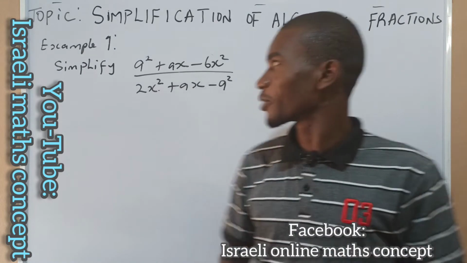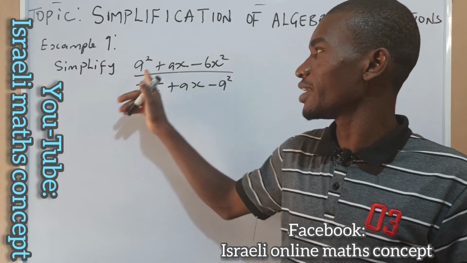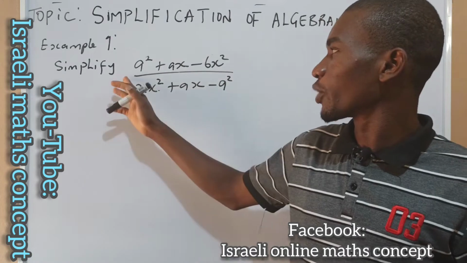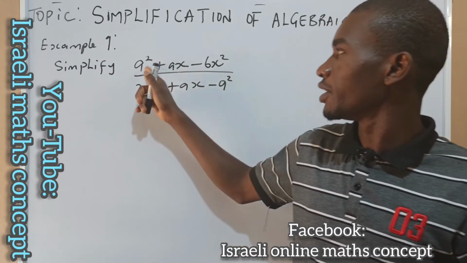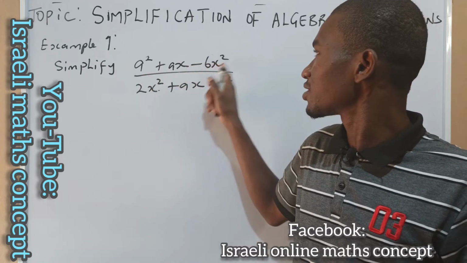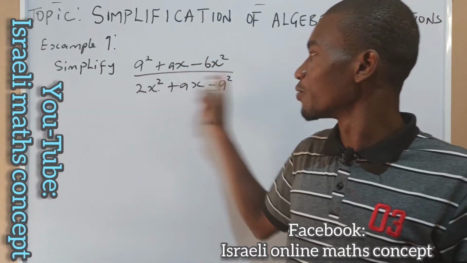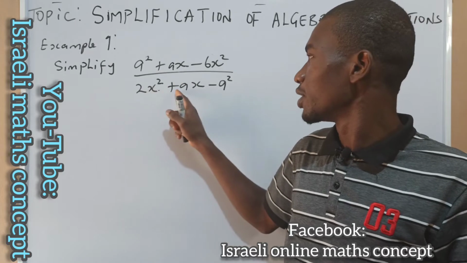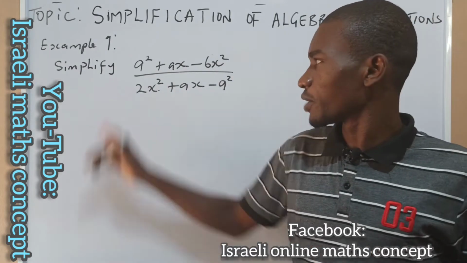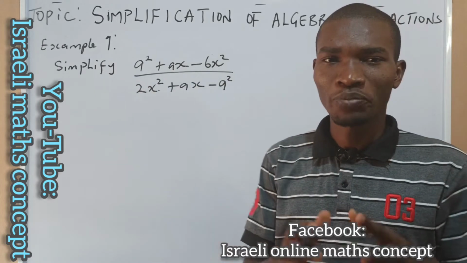In this video today, I'm going to show you how to simplify a given algebraic fraction. On the board, we have an algebraic fraction: a raised to power 2 plus ax minus 6x raised to power 2, all over 2x raised to power 2 plus ax minus a raised to power 2. How do we simplify this given algebraic fraction?